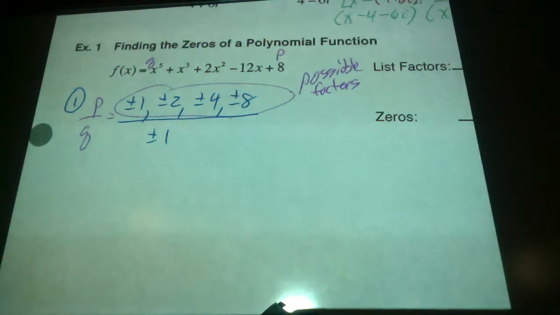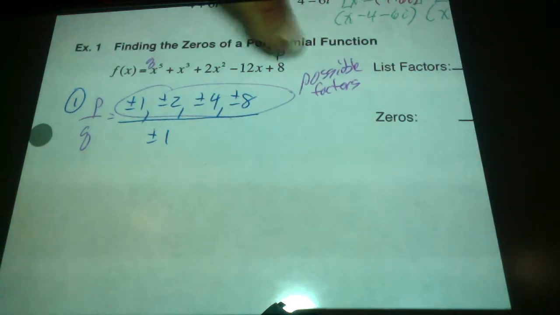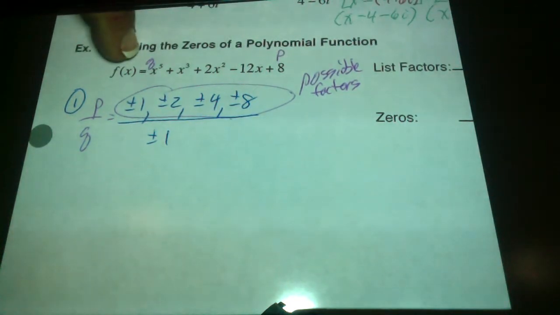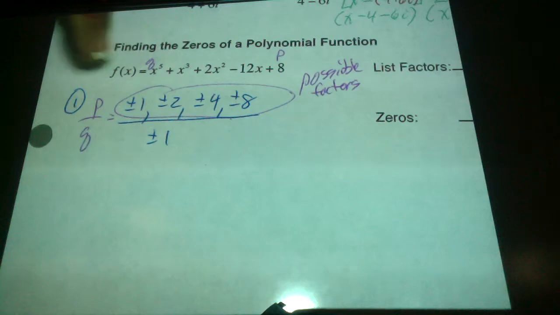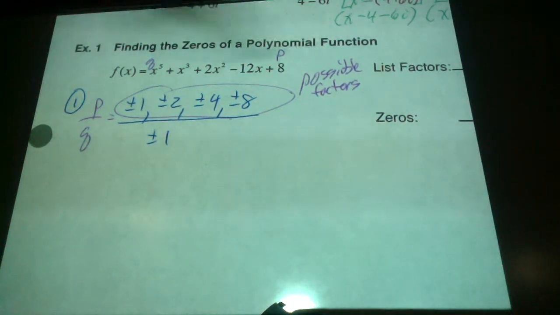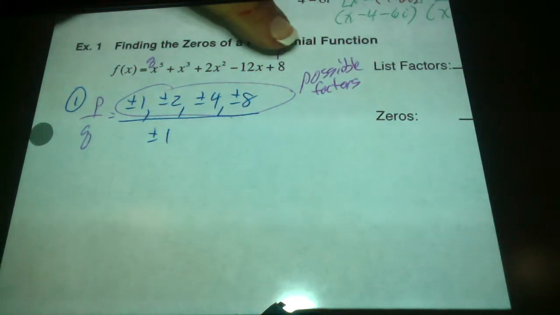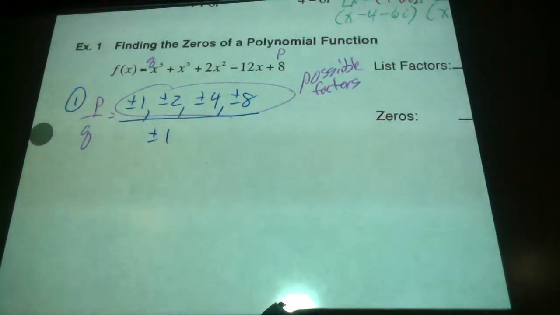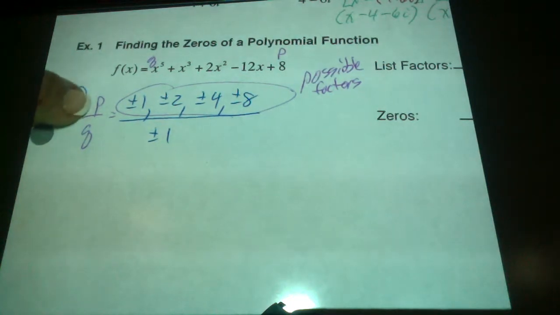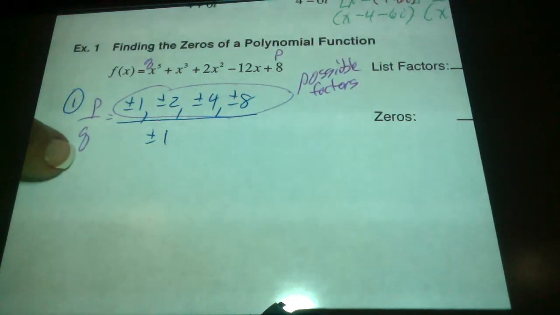So we learned in 2-4 that you could take p and divide it by q. Well, p is the coefficient of your last term of the polynomial, and q is the coefficient of the first term of your polynomial. Your polynomial must be in descending order, which this one is. And this last term happens to be a constant. It doesn't matter, it's still a coefficient. So you're going to take all the factors of p and divide it by all the factors of q.